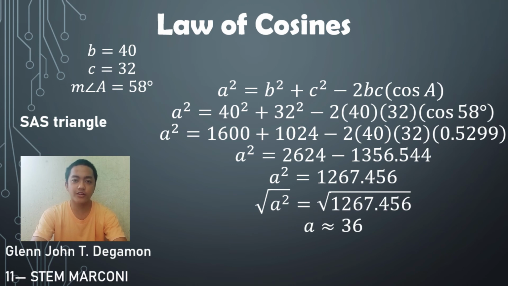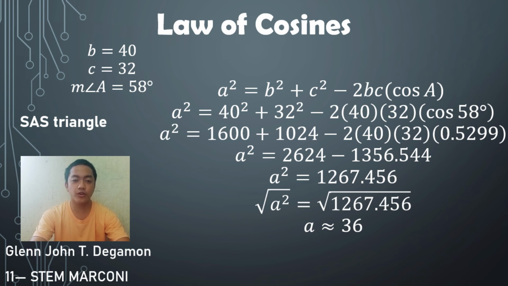So, this will be a squared equals b squared plus c squared minus 2bc multiplied by cosine of A. So, b is equal to 40, c is equal to 32, and our angle A is equal to 58 degrees. So, substitute the values into the formula. This will be a squared is equal to 40 squared plus 32 squared minus 2 multiplied by 40 times 32 times cosine of 58. So this will be 1,600 plus 1,024 minus 1,356.54.